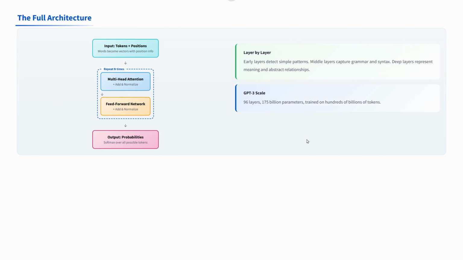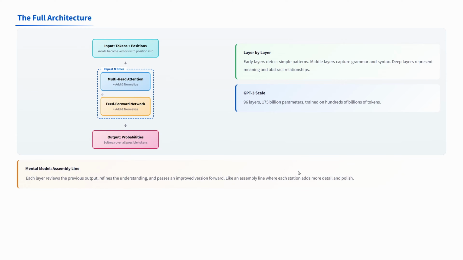Inside the block, first comes multi-head attention plus add and normalize. Then the output flows to the feed forward network, again with add and normalize. The add is the residual connection and the normalize is layer normalization. This whole block repeats many times, 12 times for smaller models, 96 times for models like GPT-3. At the bottom, we have the output layer. This takes the final representation and produces probabilities over all possible next tokens using softmax.